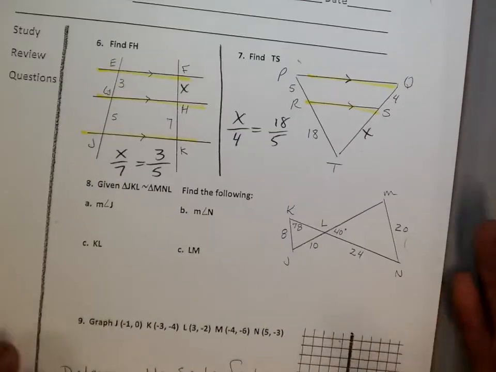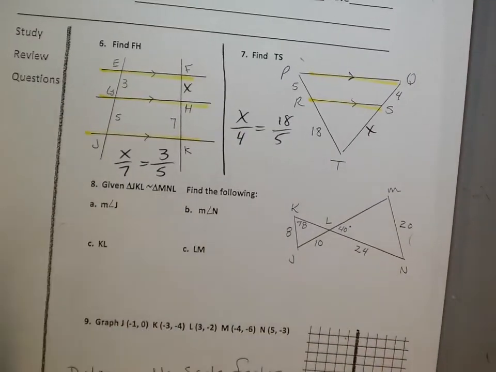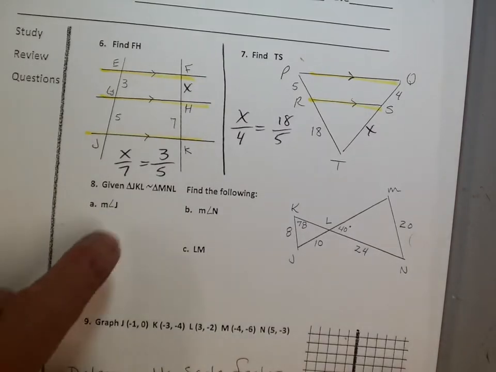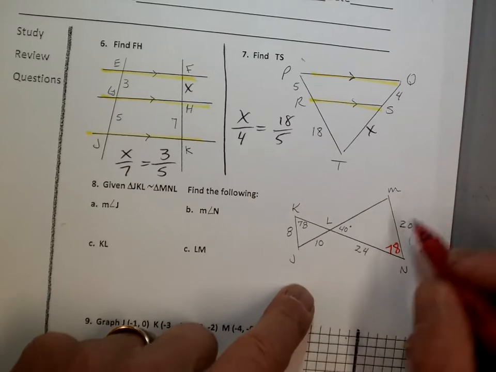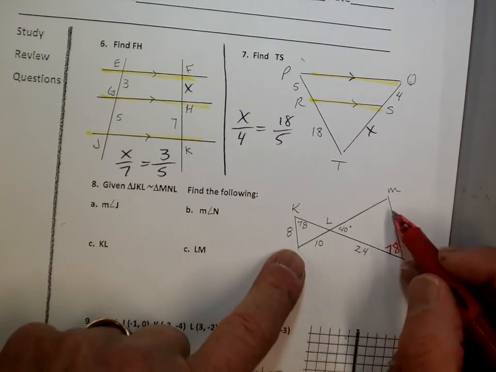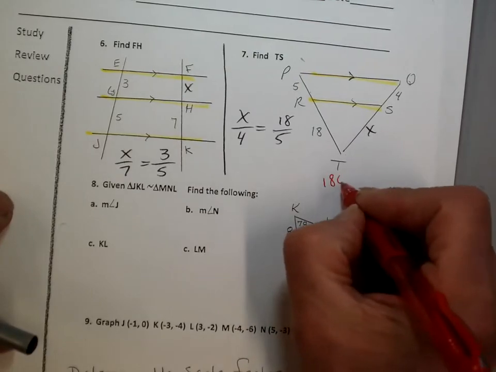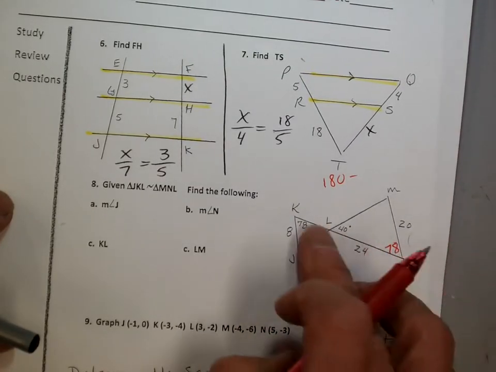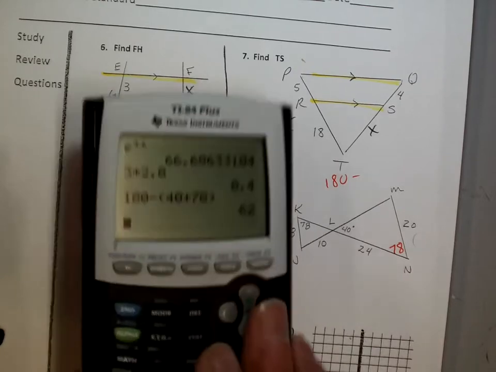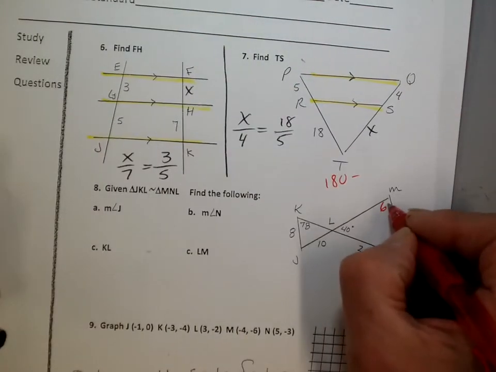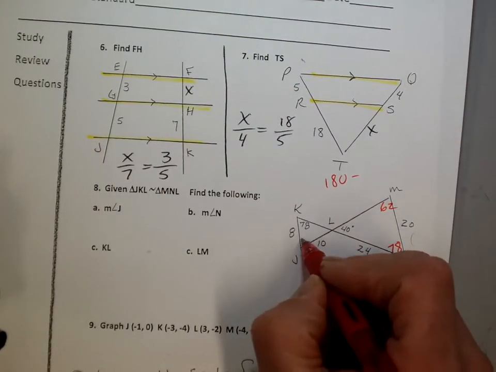8, pretty easy, okay? If they are similar, then corresponding angles will be the same. So if this is 78, this angle is 78, right? 40, if I add and subtract from 180, 180 degrees in a triangle. So I'm going to subtract 40 and 78. 180 minus 40 and 78 gives me an answer of 62. So I know this angle is 62 and this angle is 62.